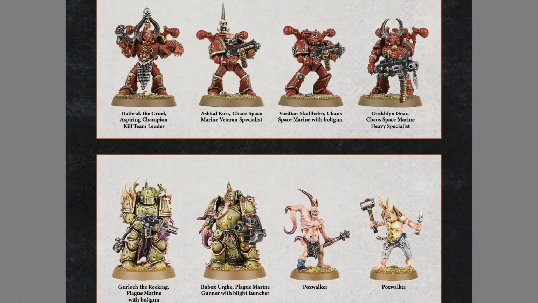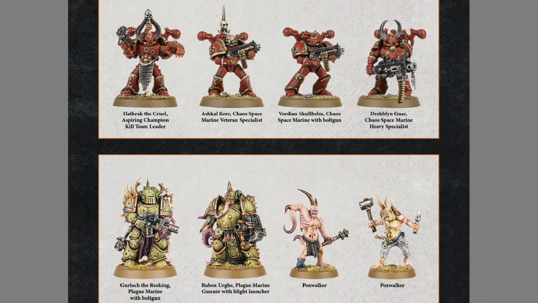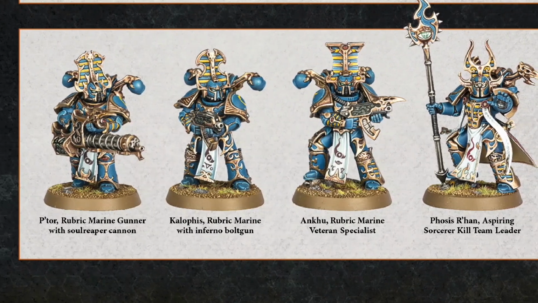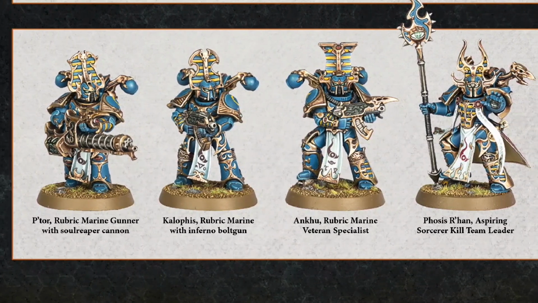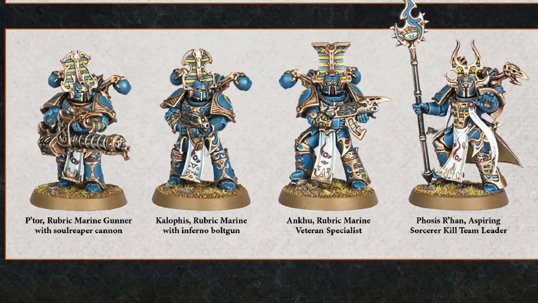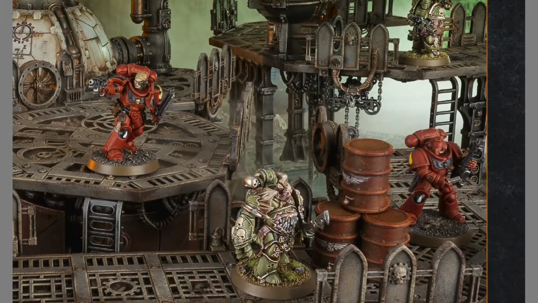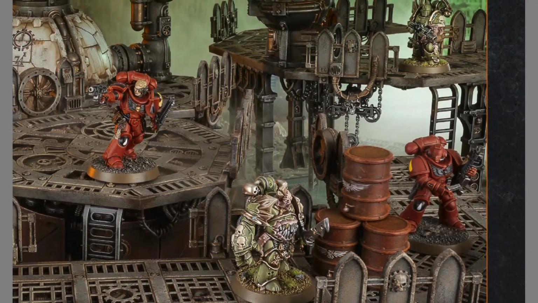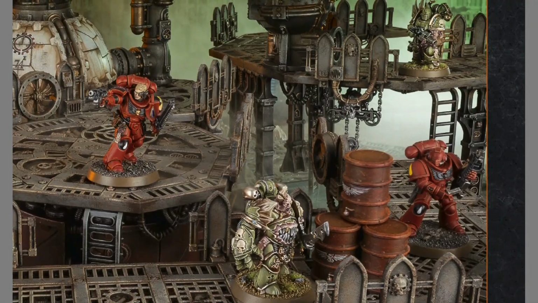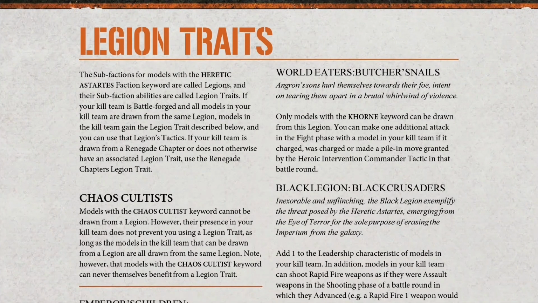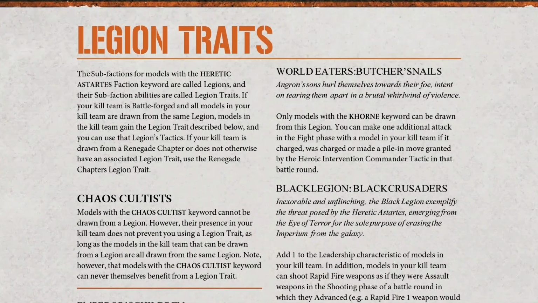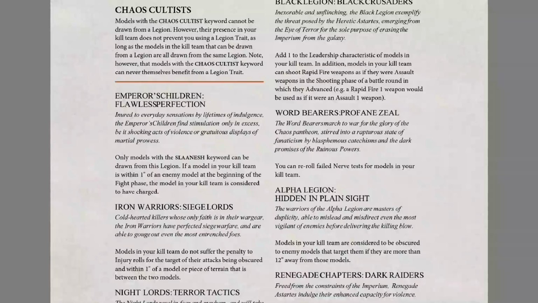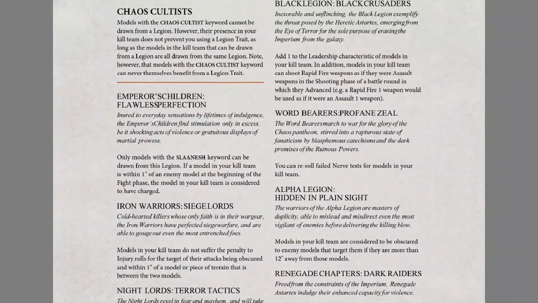Cold-hearted killers whose only faith is in their war gear, the Iron Warriors have perfected siege warfare and are able to gouge out even the most entrenched foes. So Iron Warriors, a little bit of a backstory. If you've been following the channel, you might have heard me mention it a couple of times. The very first army I ever collected was Iron Warriors. That was down to the fact that my friends had Space Marines. I believe one had Blood Angels. That was the first person who ever got them. And because we started in 3rd edition, I think James might have had, what was it? Or it might have been Adam who had the Black Templars, because that's how they were painted on the main box.